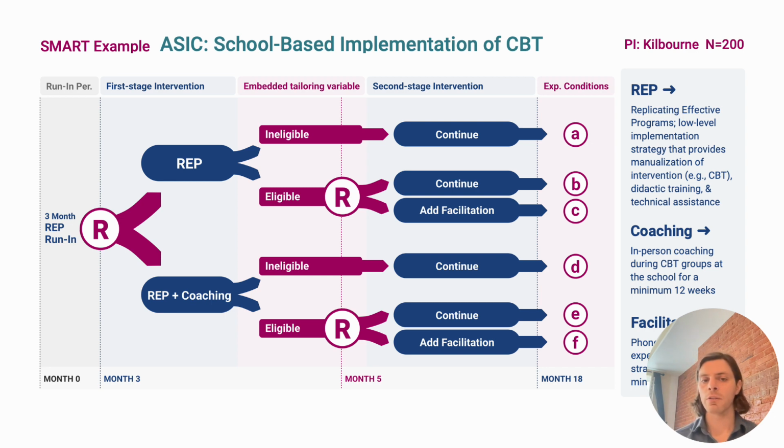So if they are responding favorably to their initial treatment, they're ineligible for augmented treatment, and they're going to continue with either REP or REP plus coaching, depending on what their first stage treatment was. Among those schools that are responding a bit slower, well, they are eligible for the intensified treatment. So they're going to get re-randomized, once again with 50% probability, to either continue with their first stage treatment or to augment with facilitation. We track that for about a year, and then the study ends.